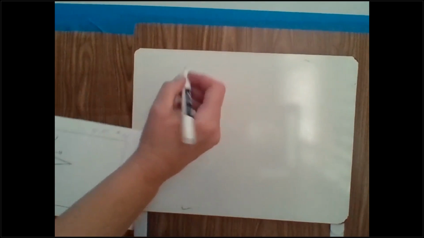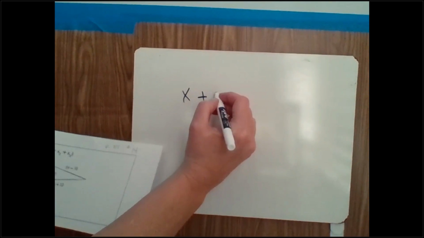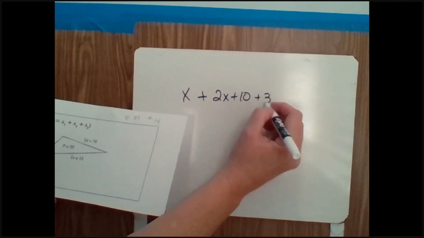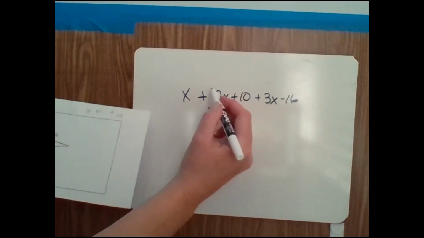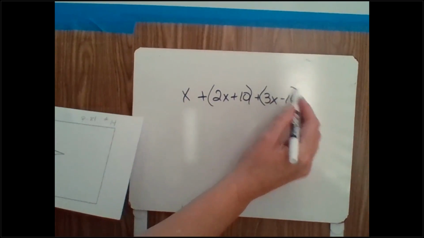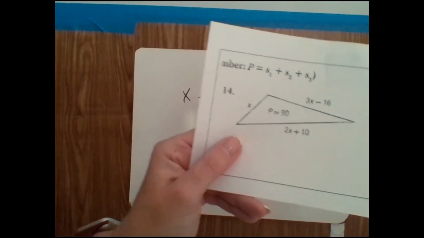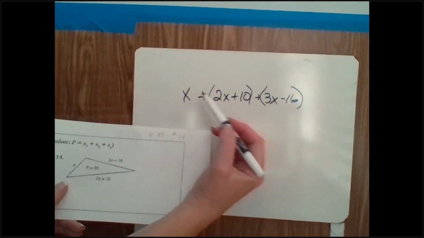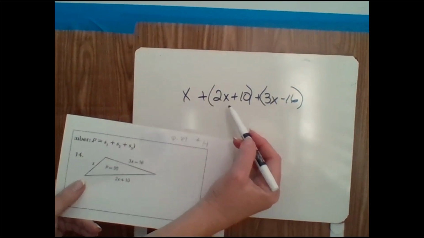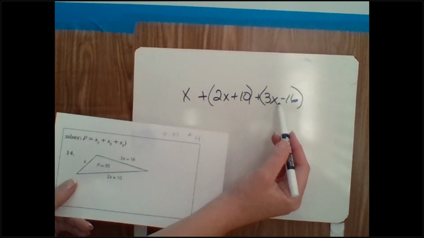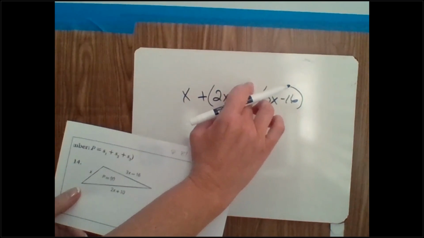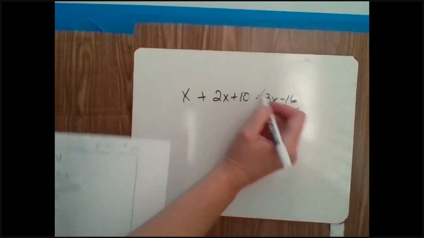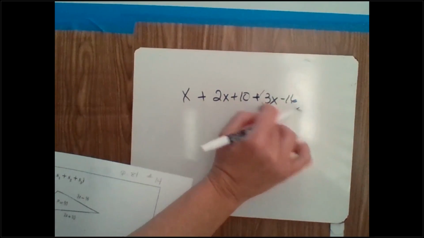Okay, well, let's write that out. x plus 2x plus 10 plus 3x minus 16. Sometimes I like to put parentheses, not because I need the parentheses, but because it helps us to see. That was our first side length, that was the base of the triangle, and that was our third side length. But really, because we're just adding everything together, those aren't required, but helpful for simplification, and that was a plus sign. Okay, so I'm going to write some so we can go ahead and solve.